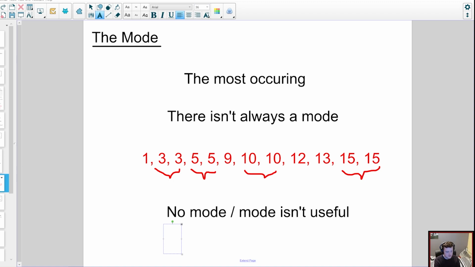Mode isn't useful. So you might see the word modal. That means mode. So if you see the word modal, that means the mode. So if you see that in an exam paper, that's what we're talking about.